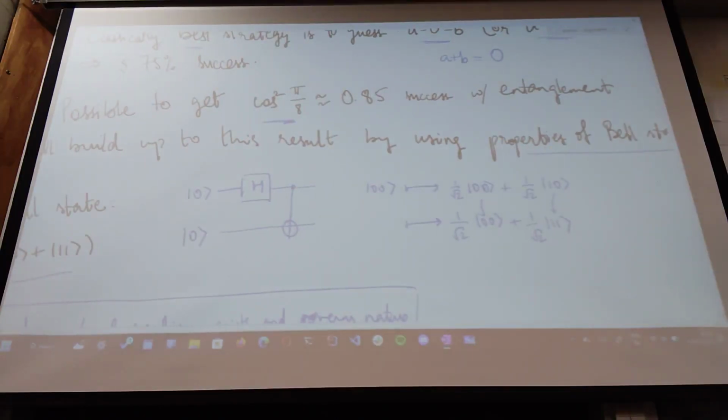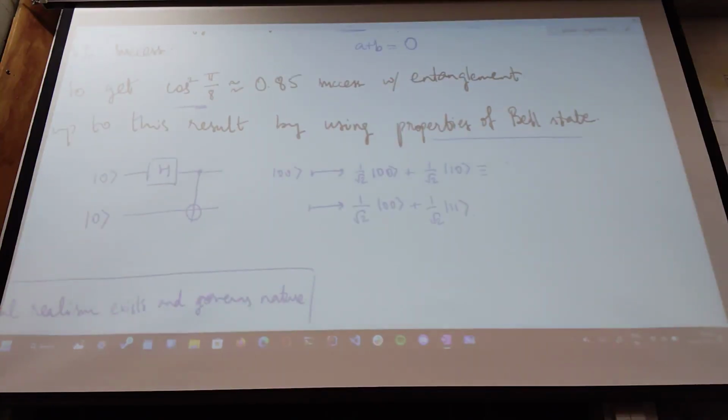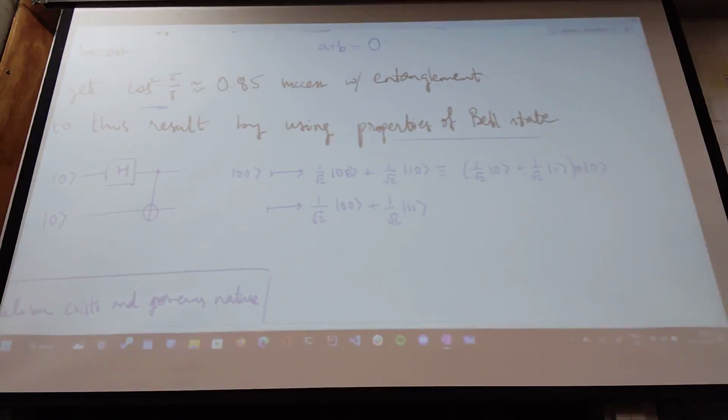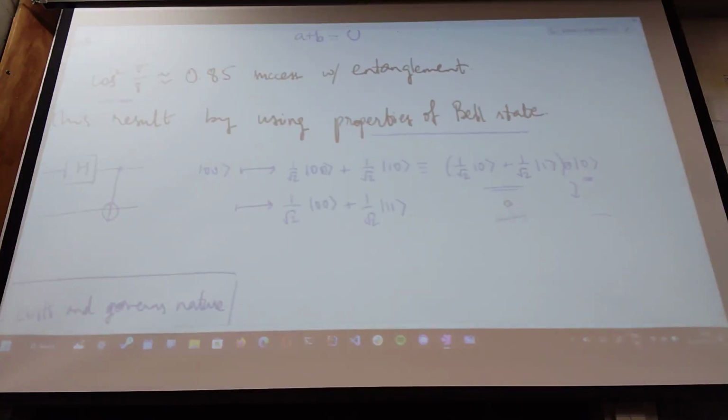Basically, I lied. We are not cloning here. This was a slight trick. This is actually the state 1 over square root 2 0 plus 1 over square root 2 1 tensored with 0. And even if we could replicate this, you can clearly get the same state here. The important part was you cannot clone arbitrary states.